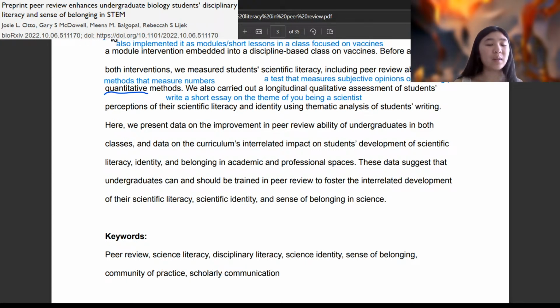So basically they're presenting data on how much these students' ability to review research articles improved, and then it's saying that based on the data, undergraduates can and should be trained to peer review research articles. So that's this part.